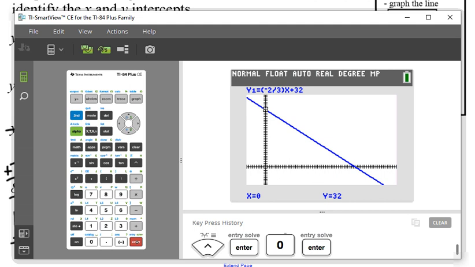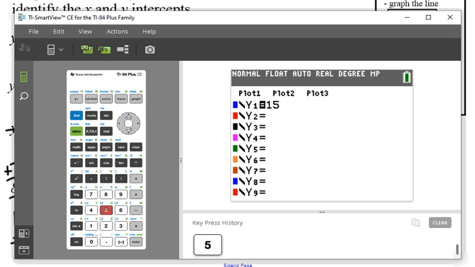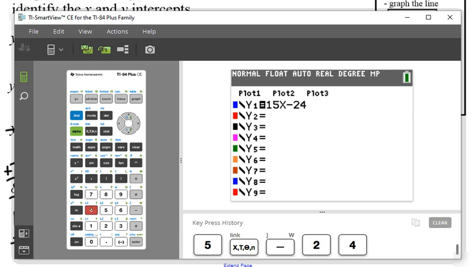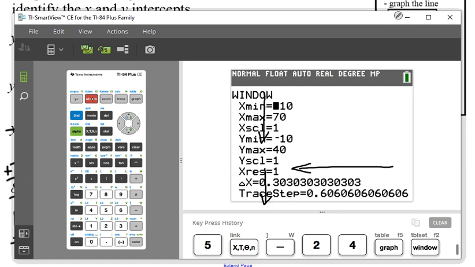Now the last one that we worked with, let's go back to y equals. We'll clear that. It was second from the bottom. We rejigged the equation, so it was slope-intercept, 15x minus 24. Graph that. Now we see that our intercepts are all mixed up again. What do I need? I need to bring my x max way in. I can bring my y max way down, but my y min needs to go down so I can see my y-intercept. So window, x min was okay.